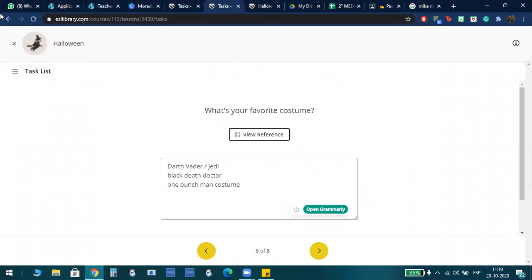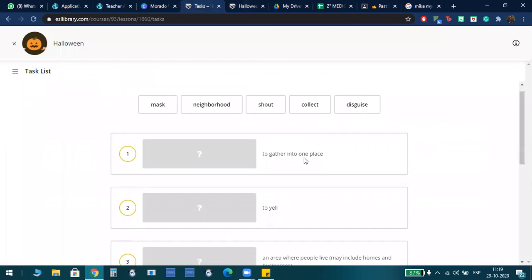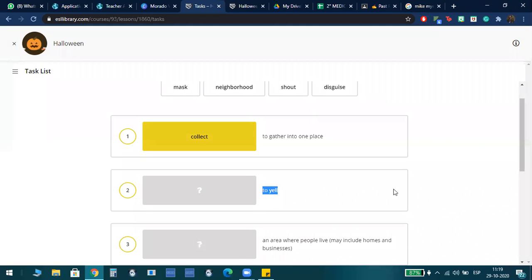All right, let's continue then. Goody. So we move now to the activity itself. Let's match some vocabulary so we can continue. So we have a mask, a neighborhood, to shout, collect, and disguise. So when you gather things into one place, what's that? Collect. Yep.